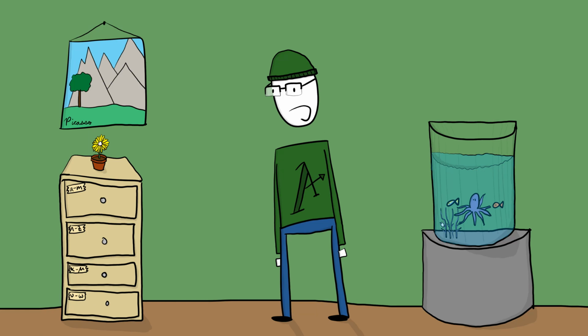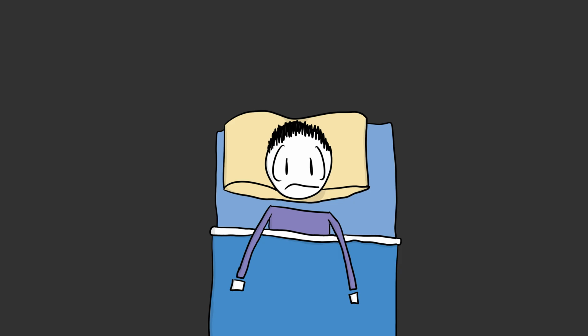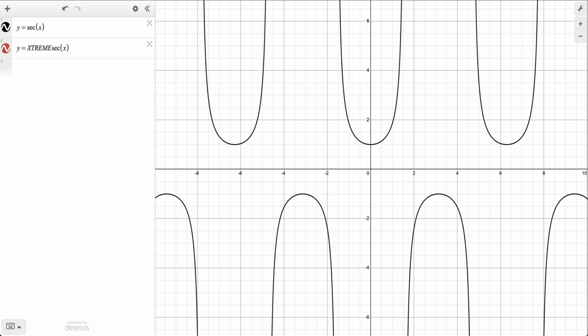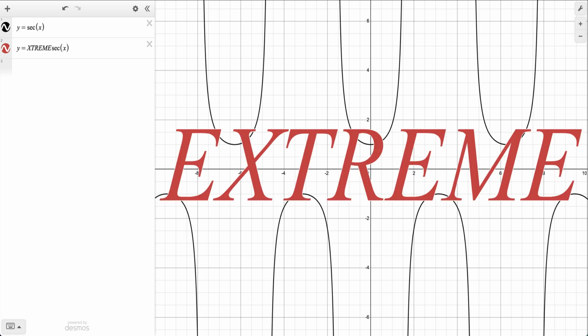You know the secant? Yeah, this one. Do you ever lie in bed thinking, the secant's not bad, but it's missing something? Well, I'll tell you what it's missing. It's not extreme enough. We need a function that's like the secant, but it's more extreme.